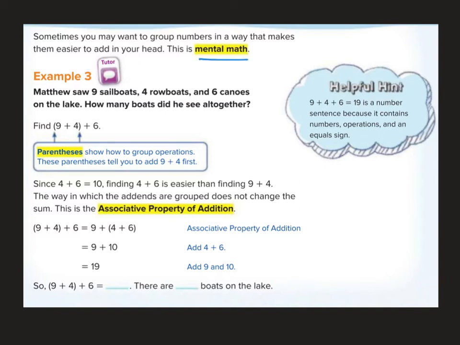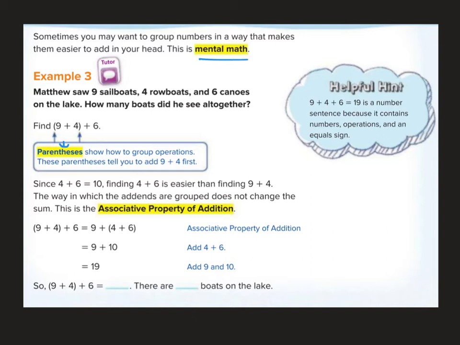Okay, so example 3 here. Matthew saw 9 sailboats, 4 rowboats, and 6 canoes on the lake. How many boats did he see altogether? Okay, so if we look here, I've got 9 plus 4 plus 6. The parentheses, these things going around the 9 and 4, show how to group operations. The parentheses tell you to do it first.